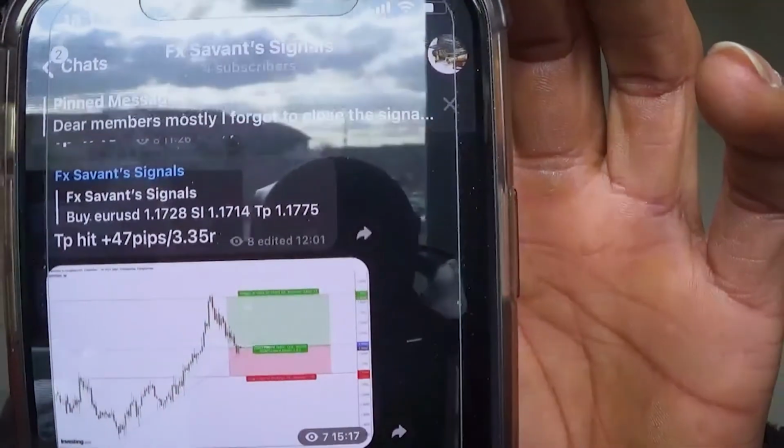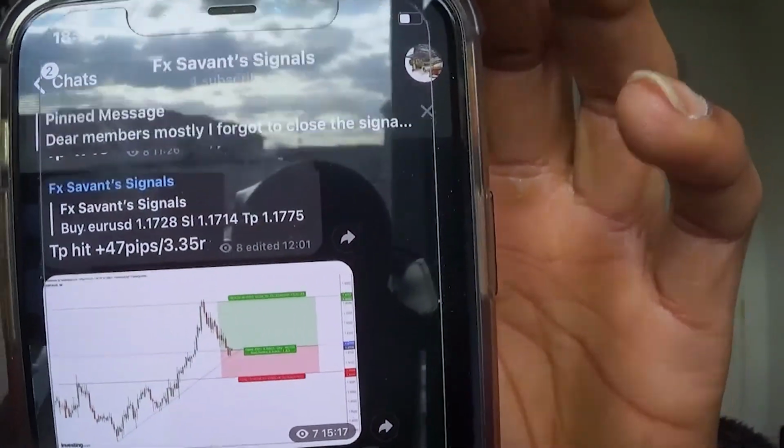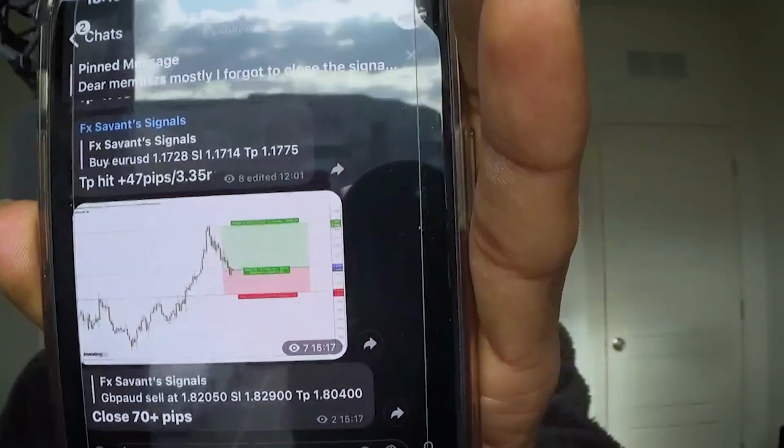I came back down, let them know, hey, we hit take profit, 47 pips. It's gained a little more since then, so 47-plus pips. We had a 3.35 risk to reward ratio. Good job, team. Good job, squad. To everybody who took the signal, free, paid, everybody who took the signal, good job. But that was the premise behind this trade.